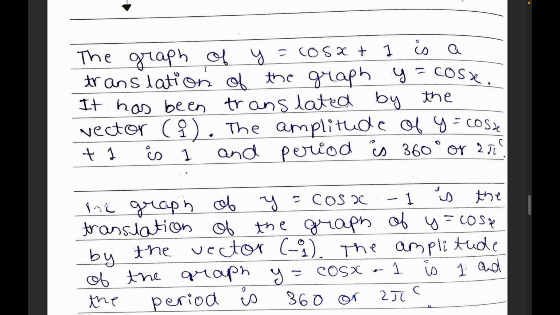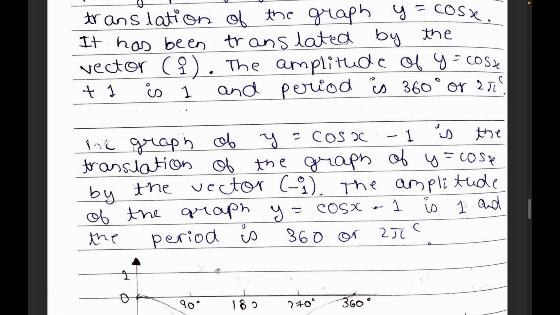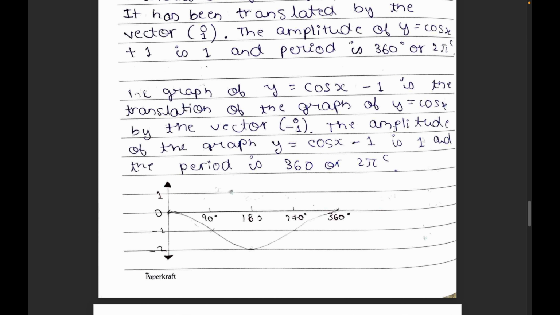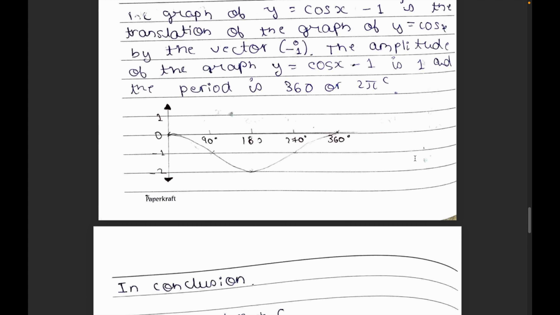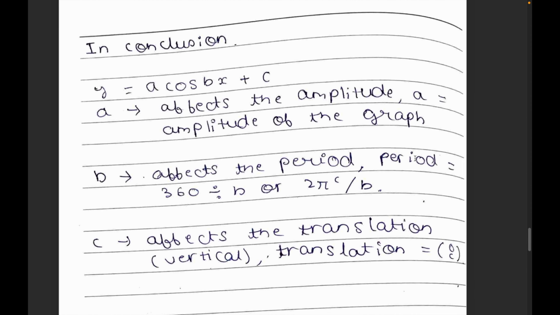Plus 1 is 1, and the period is 360 degrees. The graph of y equals cos x minus 1 is the translation of the graph y equals cos x by the vector (0, -1). The amplitude of the graph of y equals cos x minus 1 is 1, and the period is 360 degrees. So when you translate something, the amplitude and the period do not change. So this is the conclusion.